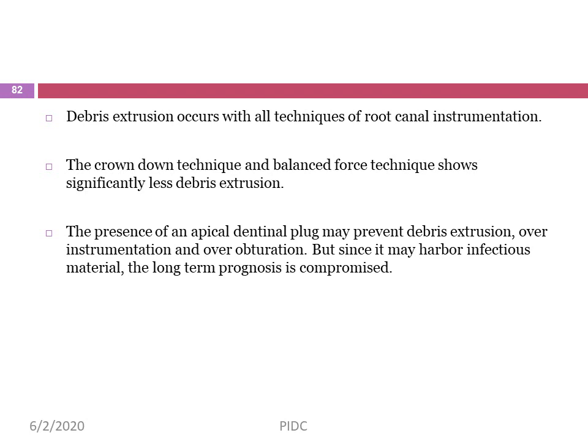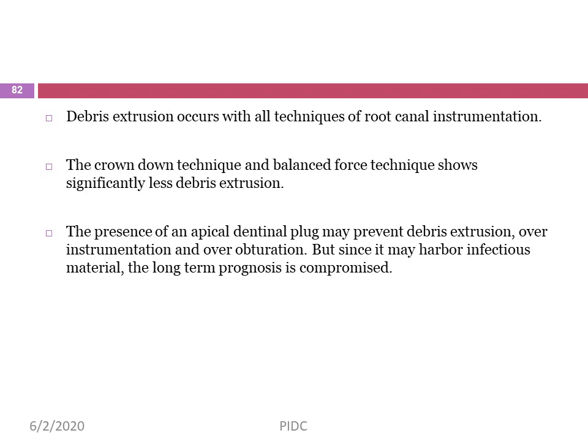So that is why they say that the crown down technique is better off and shows significantly lesser amount of debris extrusion, while at the same time adequately irrigating the root canals. The presence of an apical dentinal plug. This is formed when you are doing your cleaning and shaping.